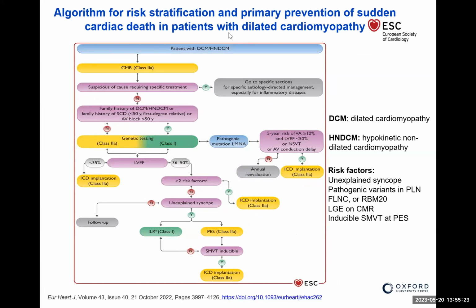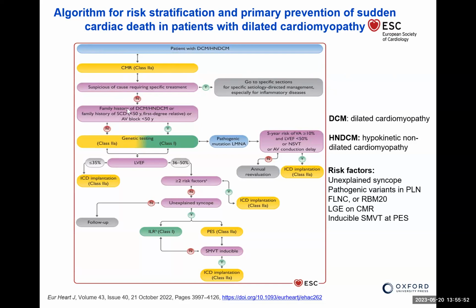There is more and more, by the way, now a role for genetics and for cardiac MRI in patients with dilated cardiomyopathy or hypokinetic non-dilated cardiomyopathy. They are treated the same. So cardiac MRI is a class 2A indication to do them. If there is suspicion of a cause of the dilated cardiomyopathy, then we treat according to the specific cause. If it's ARVC, for example, treat as ARVC. If it is sarcoid, treat as sarcoid. If it is Chagas disease, treat as Chagas disease.